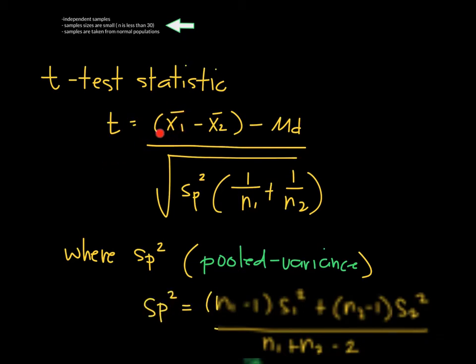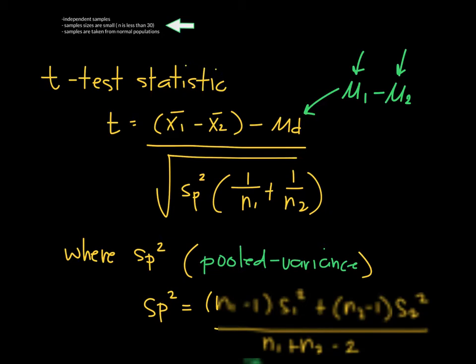So take note of the values that you need to consider. x1 bar is the sample mean of the first group. x2 bar is the sample mean of the second group. Mu d is basically the difference between the two actual means, the true population means. So this is mu1 minus mu2. Now, in most cases, the mu d is assumed to be 0, or the mu d is 0 when the two means are the same. That is when we set the null hypothesis to be mu1 is equal to mu2. So if they're equal, their difference is 0.